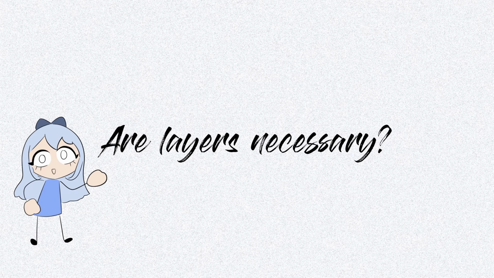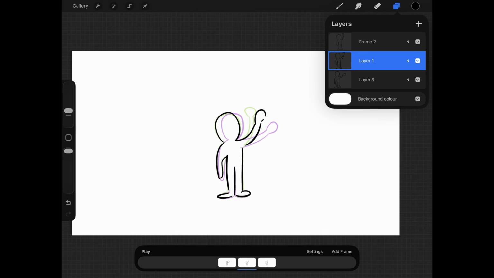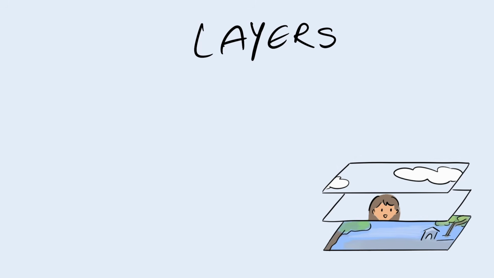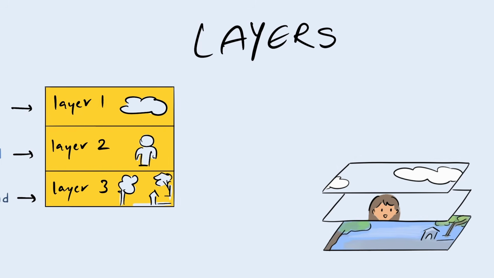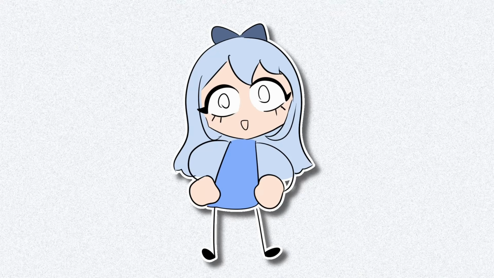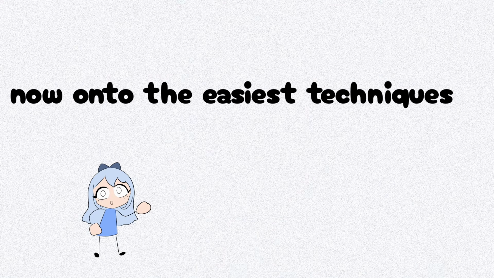Are layers necessary? Yes, start with any art program with layers. Animation is arranging images one after the other to give the illusion of movement. So in order to create that illusion, we must be able to arrange backgrounds, characters, and other elements accordingly. Now onto the easiest techniques.